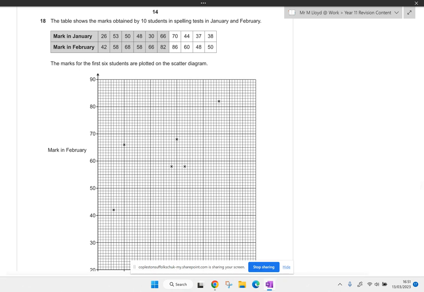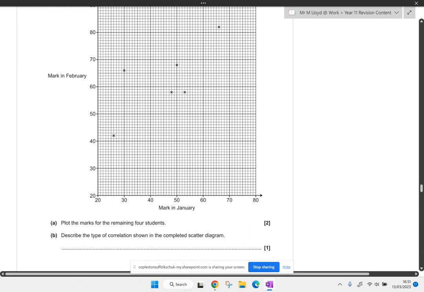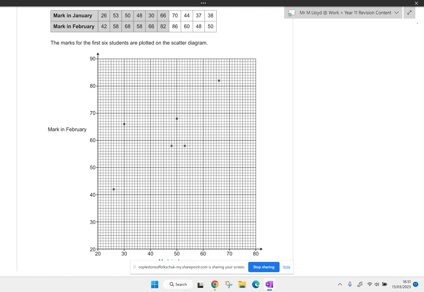So the table shows the marks obtained by 10 students in spelling tests. What's really important is we make sure we get these marks, because it says plot the marks for the remaining 4 students. There's 2 marks for that, so that's really easy. January is 70, and we've got 86. So 70 to 86. Each of these squares are quite nicely worth 1 as well. 44 to 60. So across to 44 and up to 60.